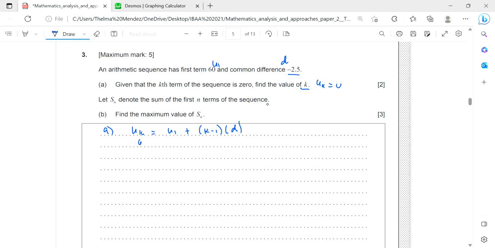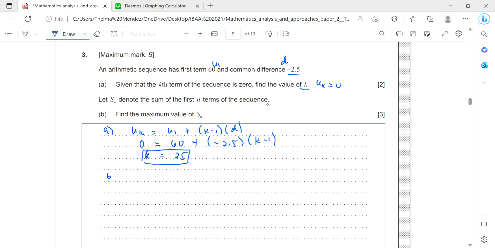By substitution, u sub k is 0, and the first term is 60, plus we have negative 2.5 multiplied by k minus 1. This is paper 2, so you can just use a calculator, by the way, to find the value of k. So our k is equal to 25. Let me put this in a box.